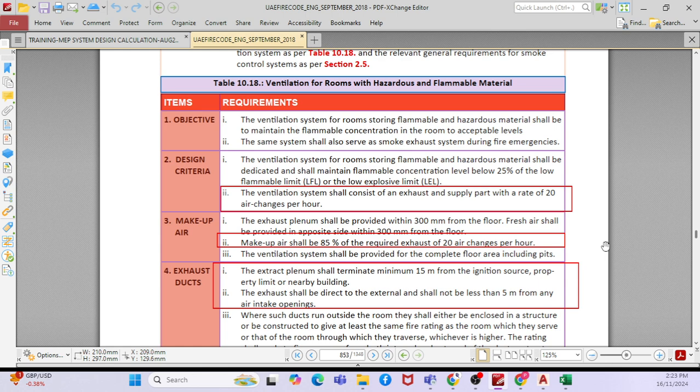When you apply suppression on the fire, there will be a chance of smoke generation. That smoke is expected at the rate of 20 air changes per hour, so it should be taken out from the room. That is why this code says the smoke ventilation should be designed for 20 air changes per hour. This is the exhaust we are talking about, and makeup air is 85 percent of the required exhaust of 20 air changes per hour.